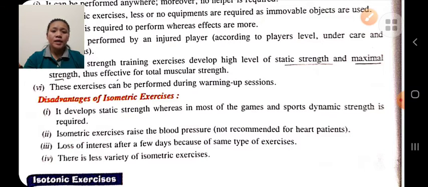In isometric exercise, there is less variety of exercise. Therefore, after a few days, the person loses interest, because there is less variety of activity in isometric exercise.